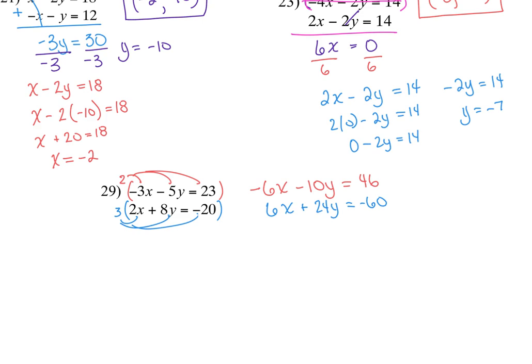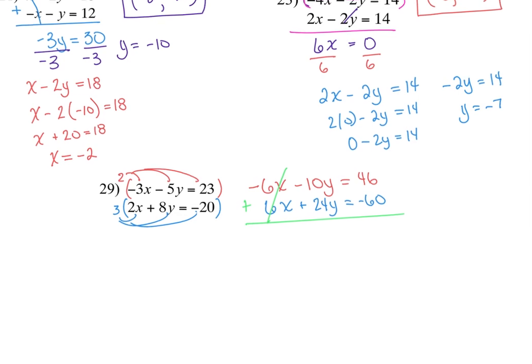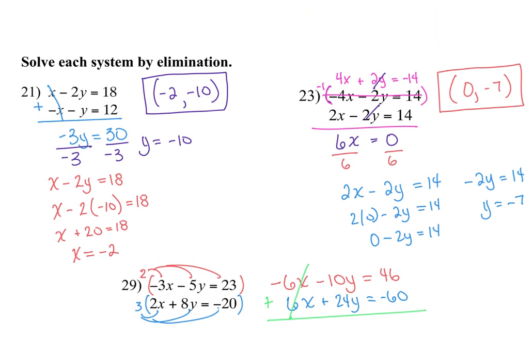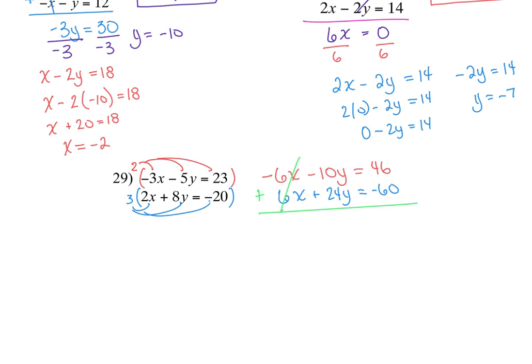Now that I have a positive and a negative of the same coefficient, I am ready to just add down. Negative 6 and positive 6 cancel. Negative 10 and positive 24 will give me a positive 14. And negative 60 and positive 46 will give me a negative 14. Once I have just a variable and a number, I'm ready to divide. If I divide both sides by 14, what is my y value here? Negative 14 divided by positive 14.